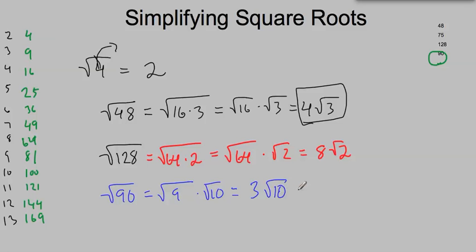I can always go back and double check. Does 10 have any perfect square factors? So the factors of 10, we've got 1 and 10, 2 and 5. Those are all the whole number factors of 10, and none of those are perfect squares. So here is my final answer.